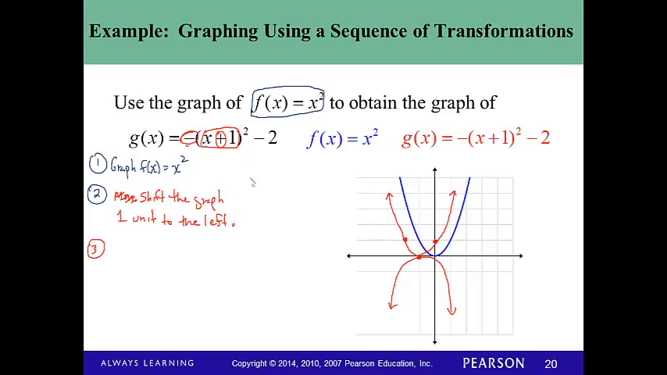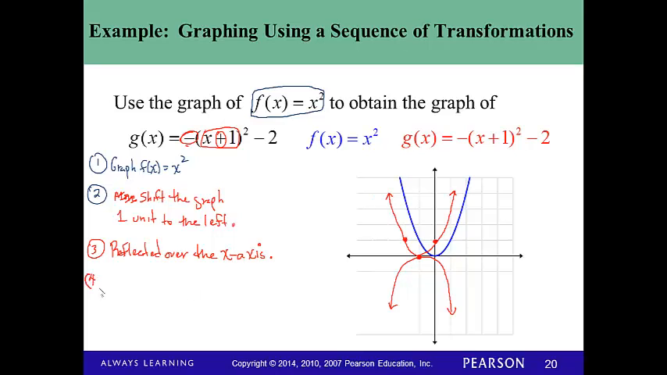And remember, the best way to remember it is I have a negative on the function, which means it's the y. So all of these were positive y's. Now they need to be negative y's by just flipping it. And that's a reflection over the x-axis. So we reflect it over the x-axis.